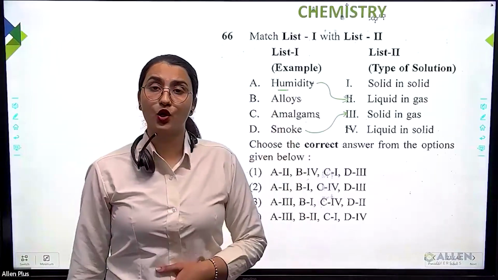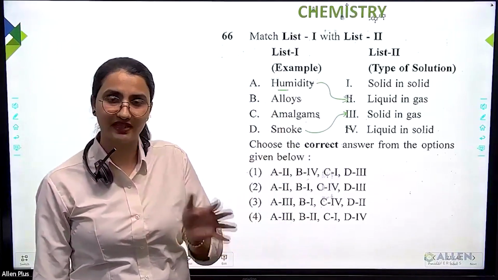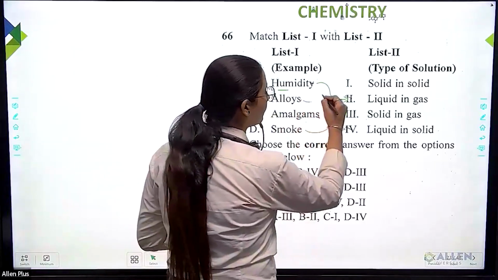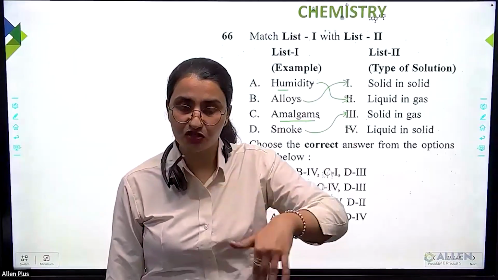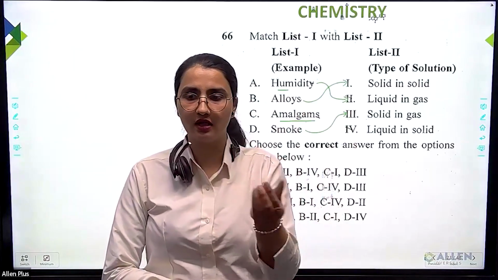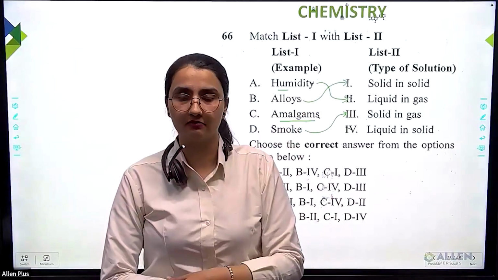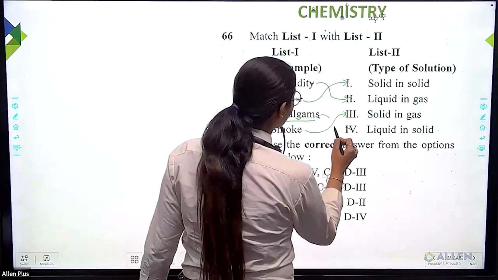Students, alloys. What are alloys? It's a homogeneous mixture of metal and non-metal. That means solid in solid. What are amalgams? Amalgams are, students, a mixture or solution with mercury. Mercury is the solute, which is liquid, with some solid like sodium amalgam. We studied in electrochemistry also. So it is what? Liquid in solid.